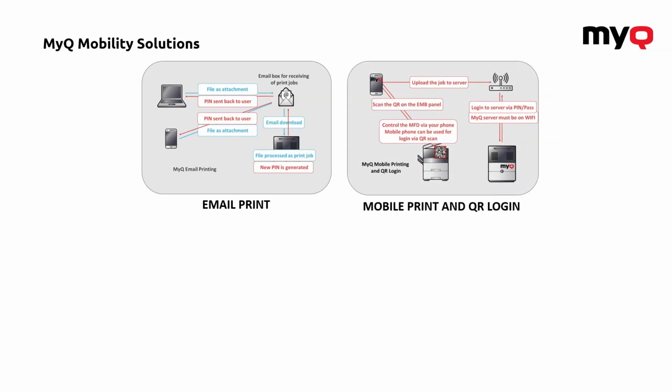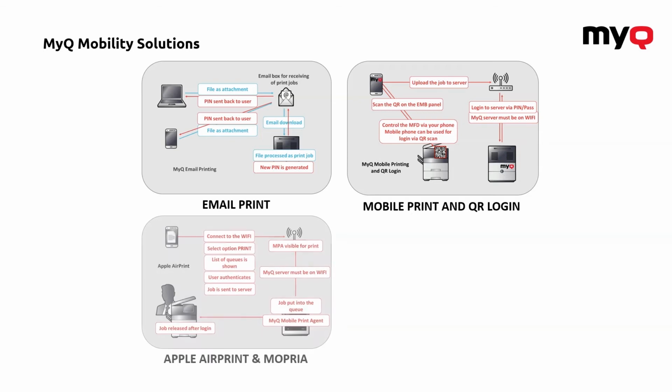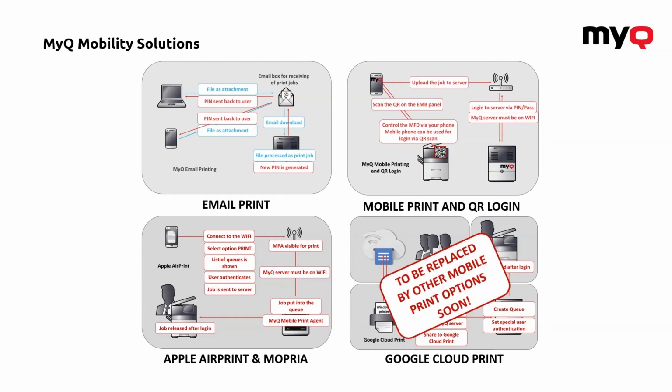The second one will be a special application of MyQ, the MyQ mobile print, which allows you a special QR login and option to control MFD using your mobile phone. The third one is then about the AirPrint and Mopria. I also have here one more option, which is the Google Cloud Print, but of course this one will be off after the end of the year, so it will be replaced by the MyQ mobile printing very soon.